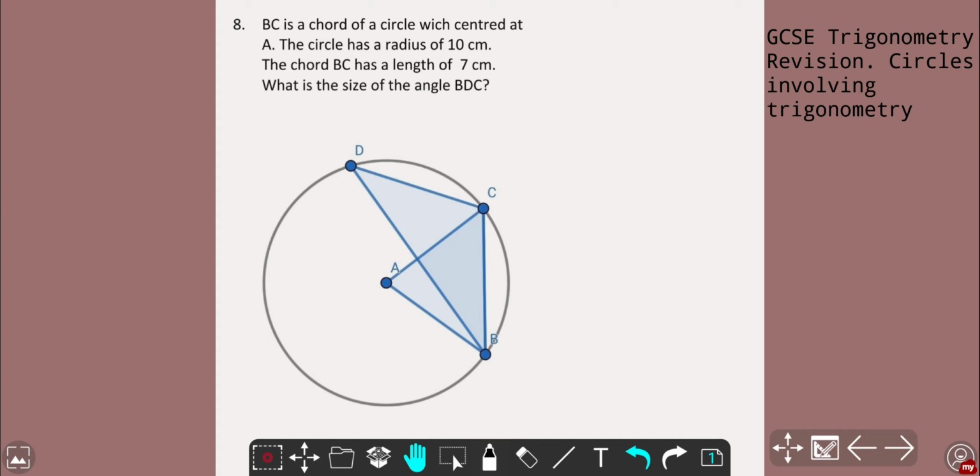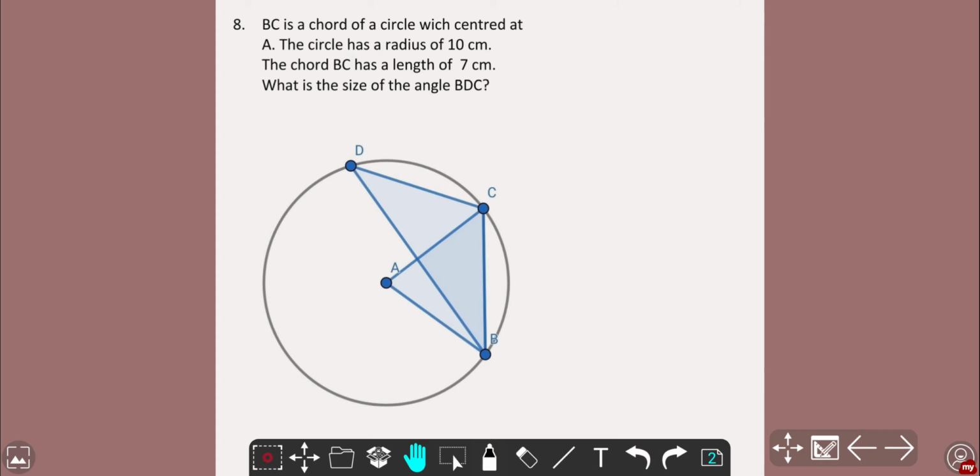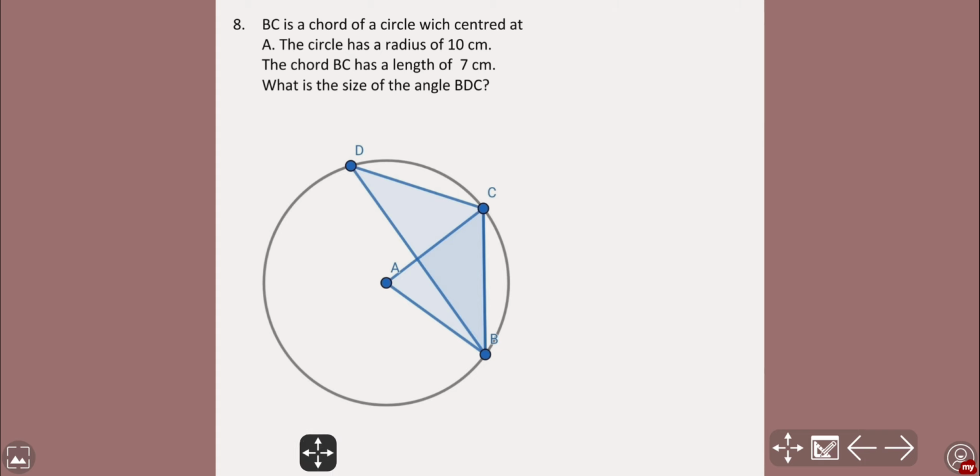That's again circles and circles involving trigonometry. Make sure you remember all the properties related to circles and we start working on it. As you normally should do, pause the video, try to do it on your own, and let's compare it with my explanation. So we'll go to the next slide and see what we have here.